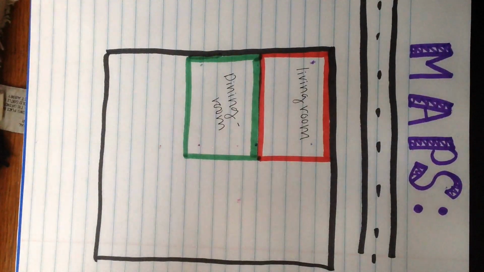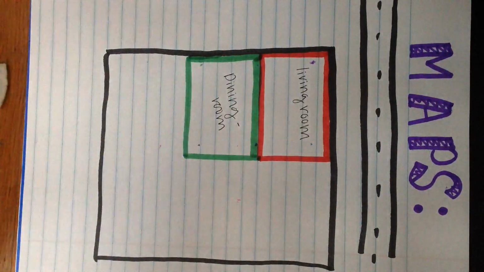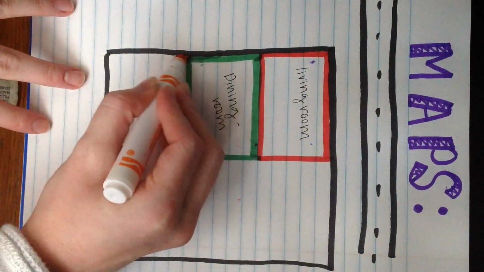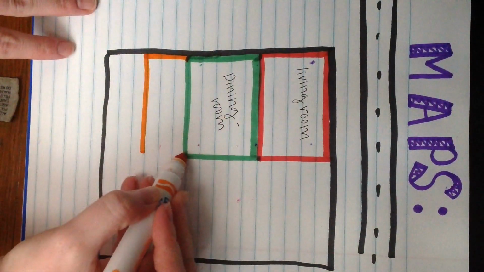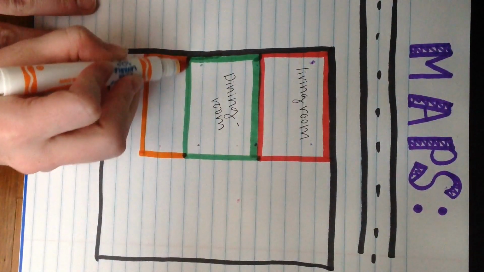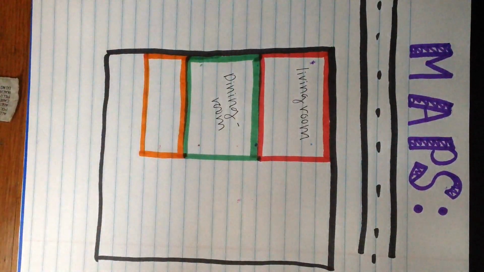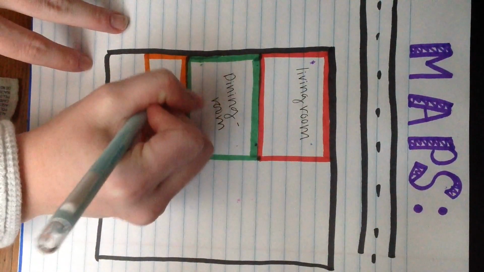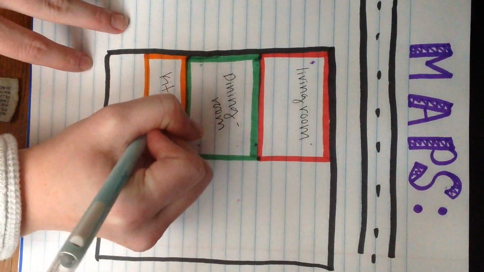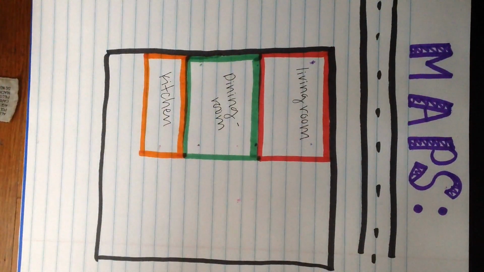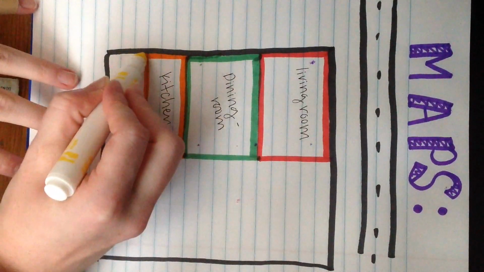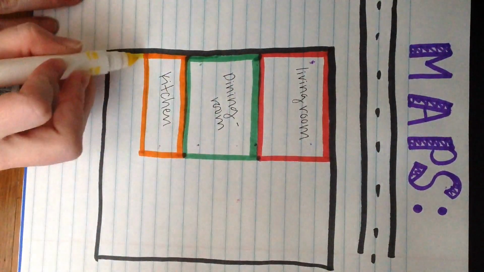We are going to have our kitchen as orange. I promise I'm not colorblind. I'm going to have that as orange. Our kitchen's a little bit smaller than our dining room. So there's our kitchen.